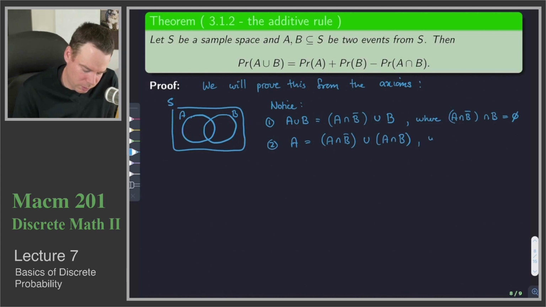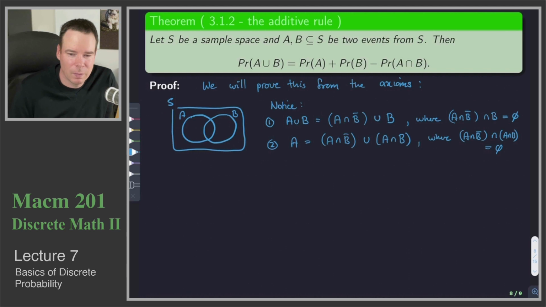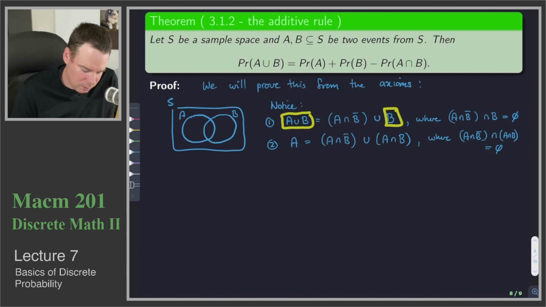And again, that's a disjoint union. So A intersect B complement is disjoint from A intersect B. And so I've got these two equalities. And the nice thing about these two equalities, if we look to see what's involved in them, there's a union of A and B, there's a B, there's an A, and there's an intersection of A and B. Those are all of the ingredients we need in this equation. The only thing we don't need is this A intersect B complement.